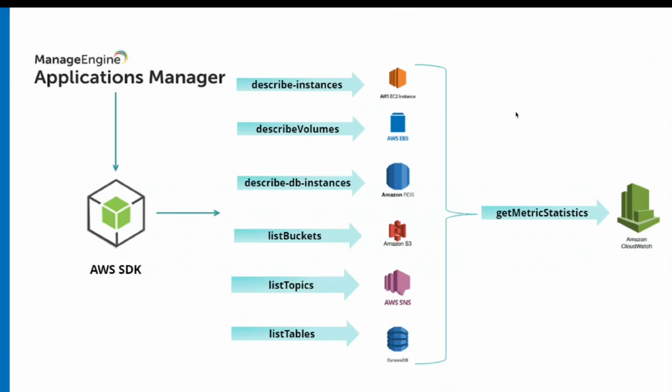For every different service, we use a different set of APIs to fetch the information. When it comes to Amazon Web Services, we fetch the information from Amazon CloudWatch via APIs and send it to Applications Manager for monitoring.